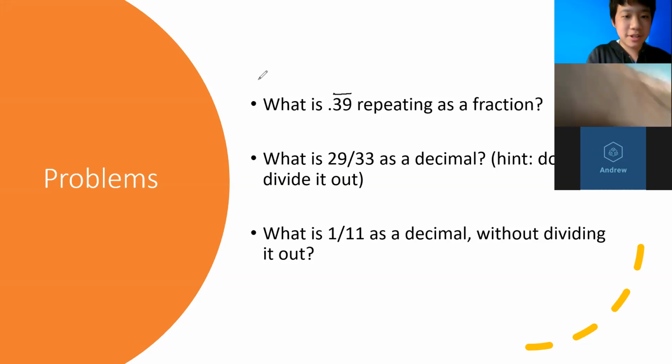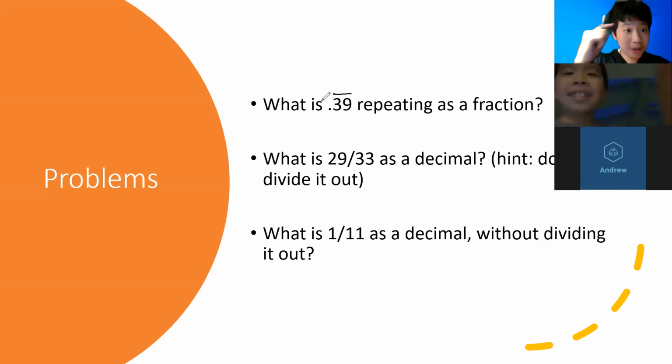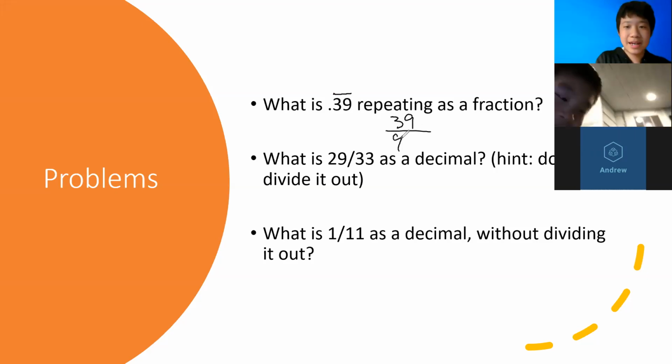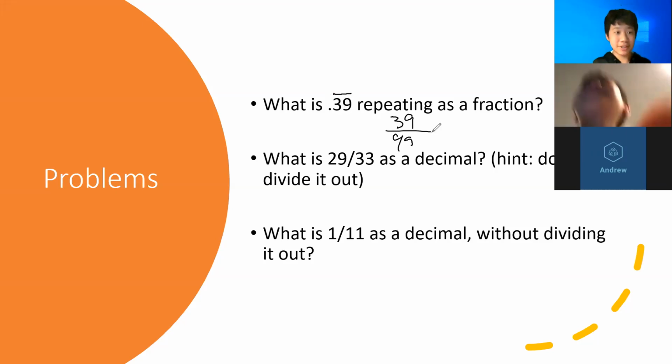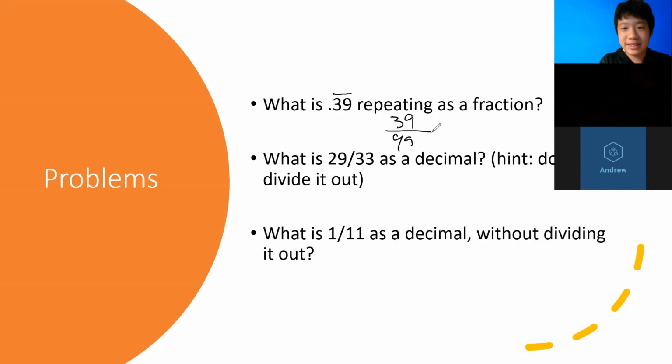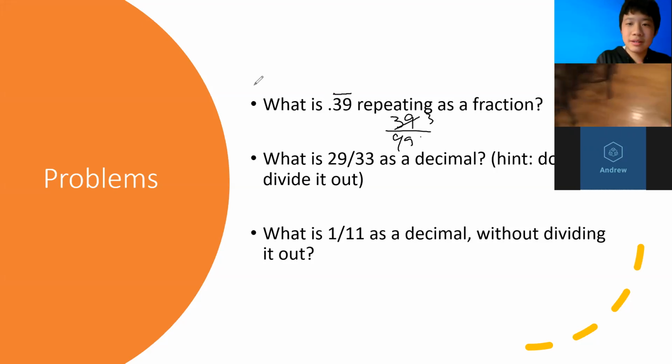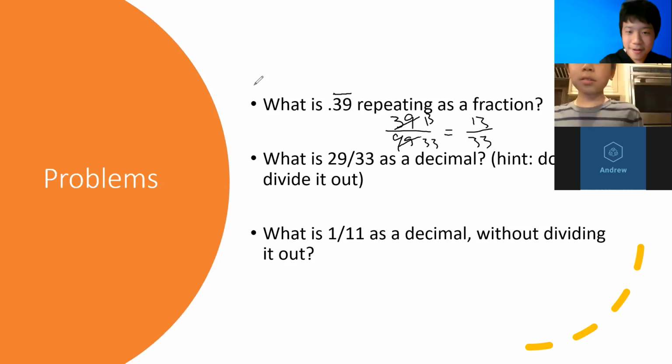Okay, so I'm going to go through these problems now. For the first one, we remember our rule for repeating decimals, right? We'll just take this, smack it under 99, and it seems like we're done, right? But remember, we need to simplify. So we can cancel the 3 on both ends. 13 over 33. Okay, so this is the answer. So what about the second one?